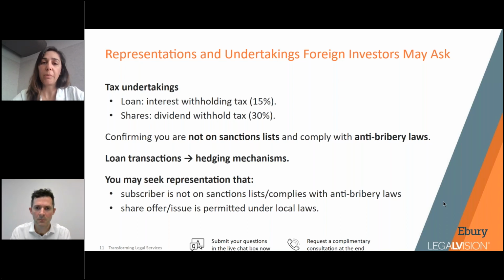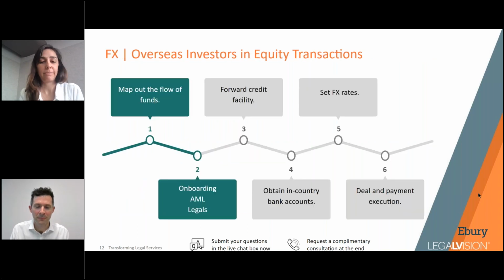From the company's perspective, you might want a representation that the subscriber is not on any sanctions list and also has complied with all anti-bribery laws. And also we would recommend to our clients to ensure that they ask for a representation that the offer or issue of shares is permitted under the local laws of that investor. Next, I'm going to throw to James, who is going to talk about FX in equity transactions.